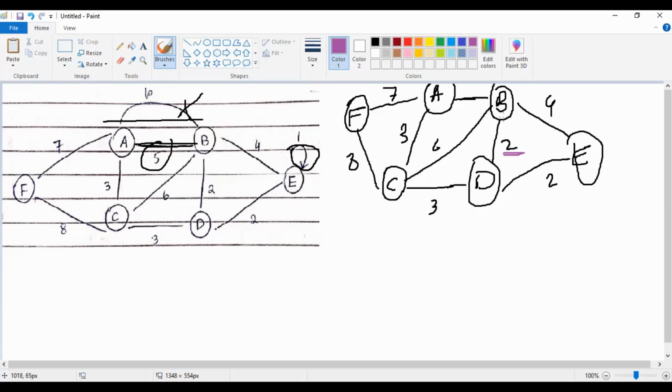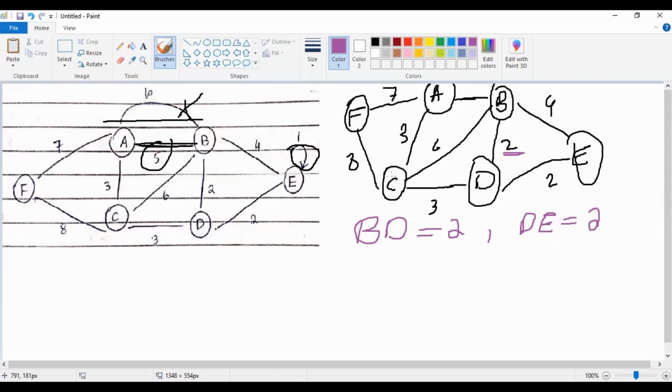So the weight B to D is the smallest one. I need to write B to D, the weight is 2. I write it. Then you need to check D and E. Okay, D and E both have the same weight, so I need to write D to E as well. If you remember, if you have two edges which have the same weight, then you have to write both. You do not need to write only BD and neglect DE. No, you need to write both.